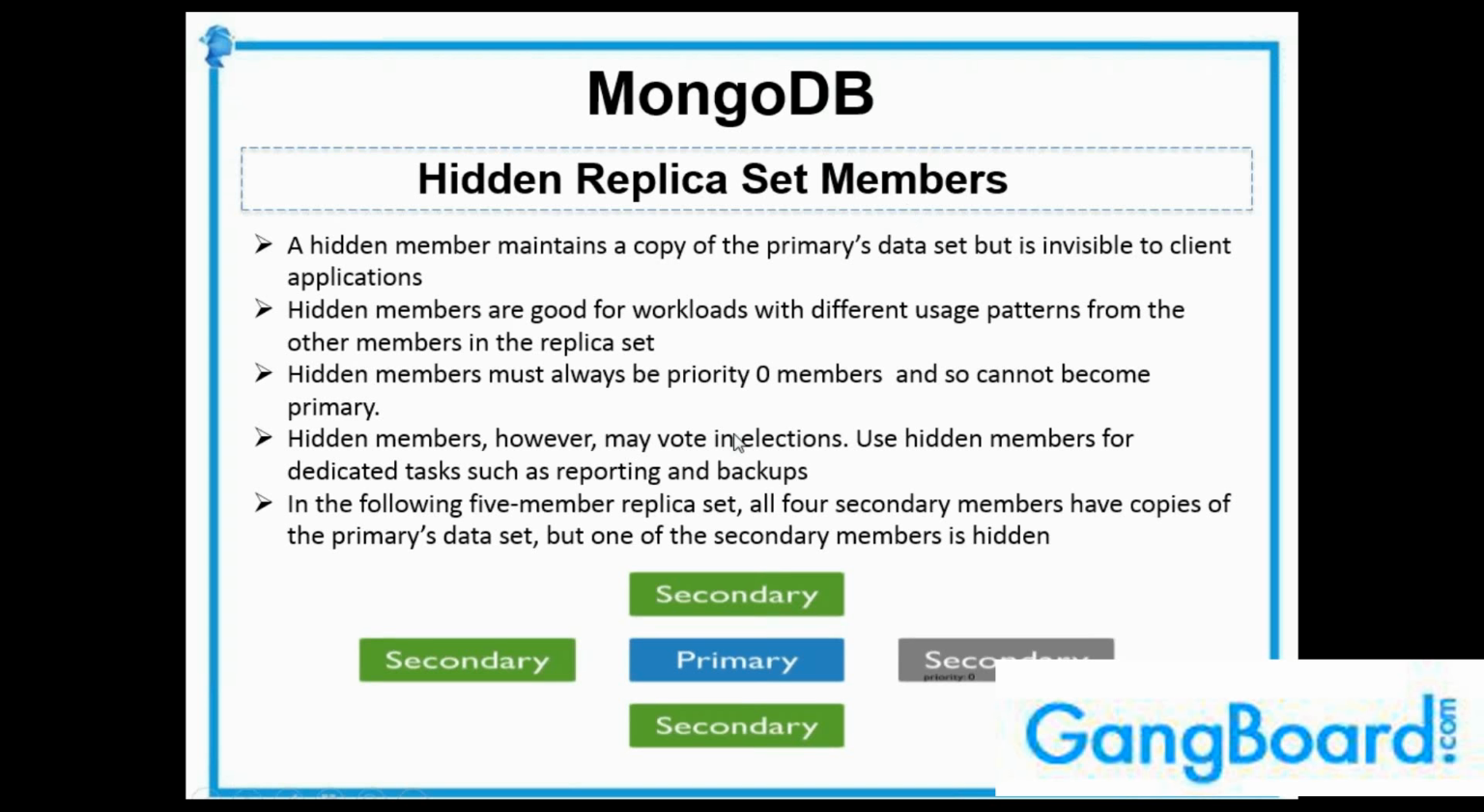And this node will act in the elections. This node can vote in the elections. So a secondary which is hidden true, we can't write to that secondary node, but primarily all the data will be replicated to this node, and it can be used mainly for reporting and backups.